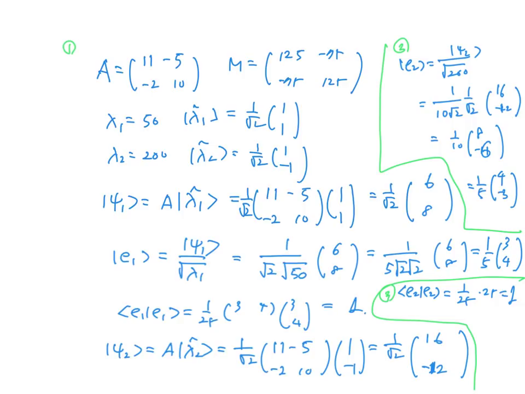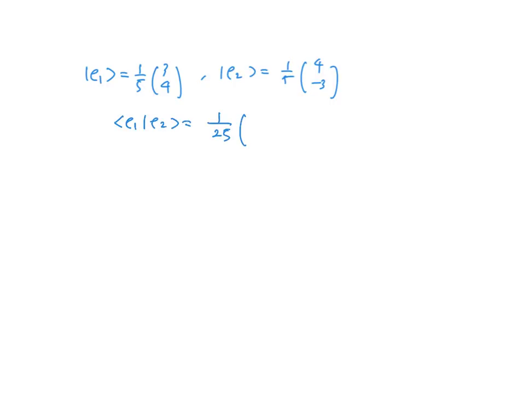So 4 minus 3. E1 was 1 over 5, 3, 4, right? E2 was 1 over 5, 4 minus 3. Let me just double check. So E1, E2 is 25, 3, 4, 4 minus 3, 0. So E1, E2, orthogonal.